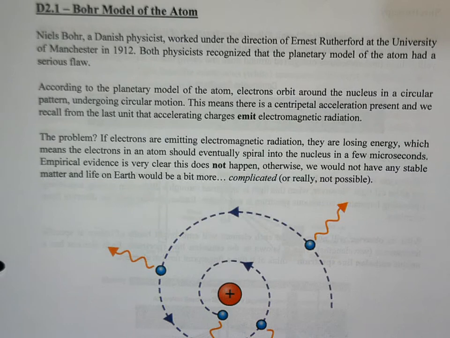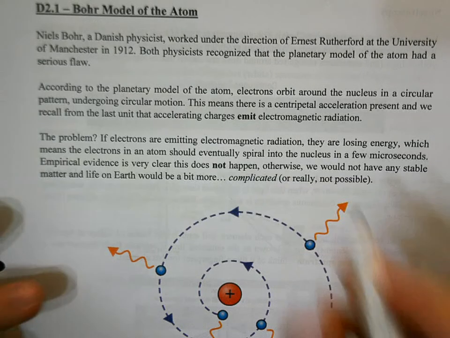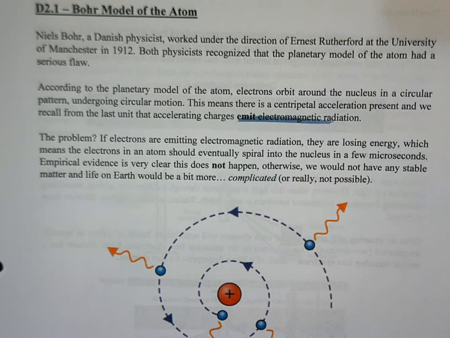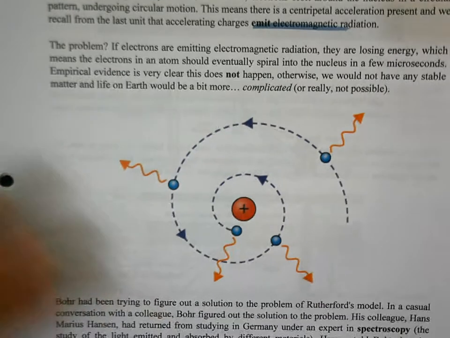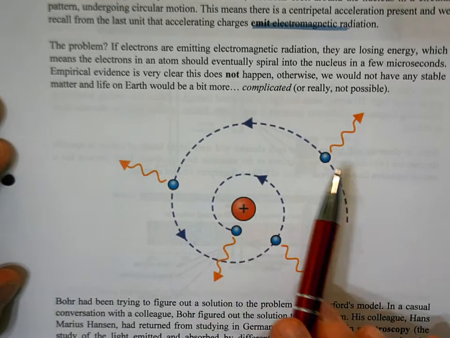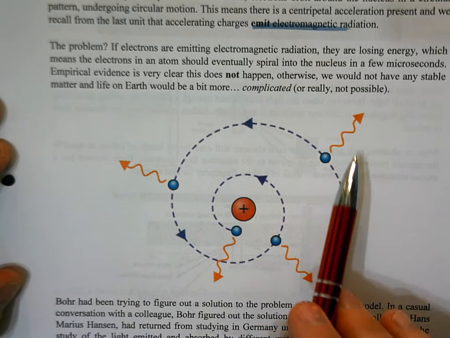Now, according to the planetary model, we have electrons orbiting in a circle around the nucleus. We know from circular motion that those electrons are going to be accelerating. We also know from the previous unit that charged particles, which an electron is, that accelerate will emit electromagnetic radiation. So what's the problem? Well, electrons orbiting a nucleus are going to be emitting electromagnetic radiation.